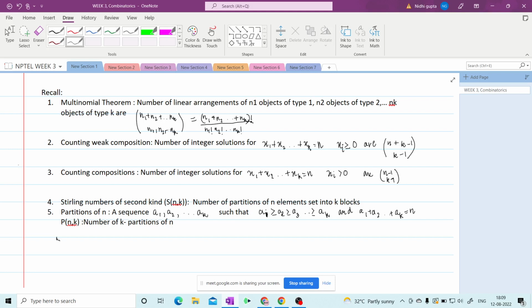If you want to count weak compositions, we are counting the number of integer solutions for the equation x1 plus x2 plus ... plus xk equal to n, where xi are non-negative integers. When we take xi to be non-negative integers, we call it a weak composition, and the number of integer solutions for this is n plus k minus 1 choose k minus 1, as follows. So we have to find integer solutions for this equation.